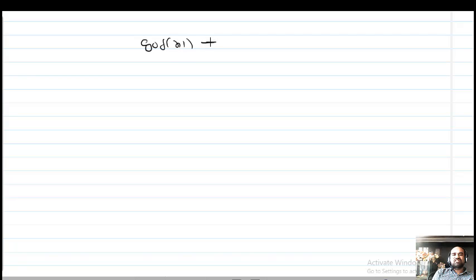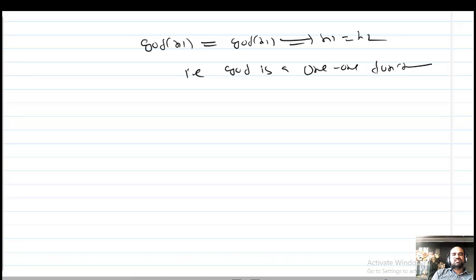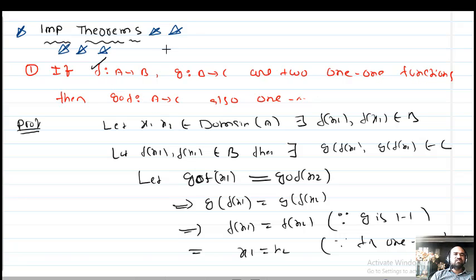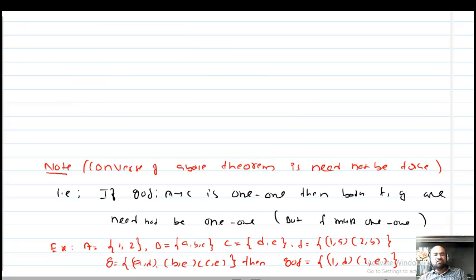g circle f of x1 equals g circle f of x2 leads to x1 equals x2. That is, g circle f is a 1-1 function. Students, important: f is 1-1, g is 1-1. From A to B, this B to C. g circle f exists as a new function from A to C. That also is 1-1.